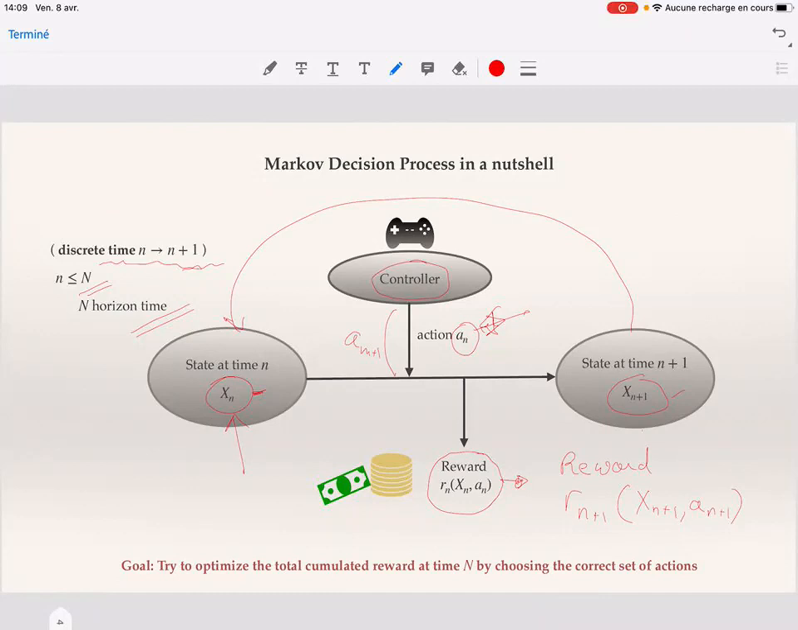And what is the goal? The goal is to try to optimize the total accumulated reward at time capital N. So at each step, you have some reward, time one, time two, and so on. And at final time, you have some final amount of money, if you wish. And you try to optimize. Optimize usually means, in the theory we will develop, that you try to maximize the total accumulated reward, but in some applications, sometimes you try to minimize. But it is quite similar. You just have to define the reward with a minus sign in front, and you come back to the previous situation.